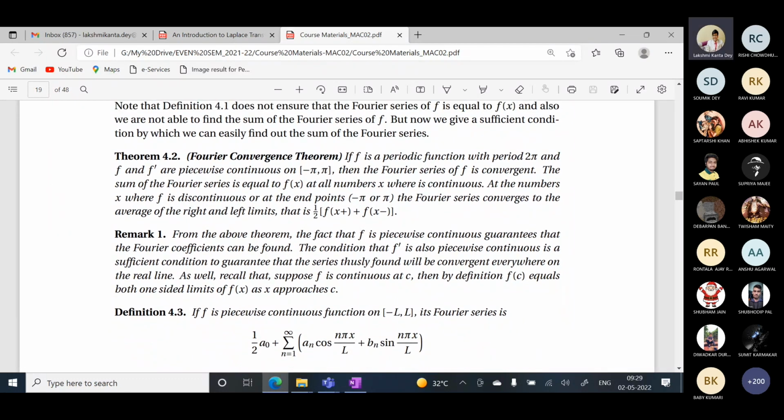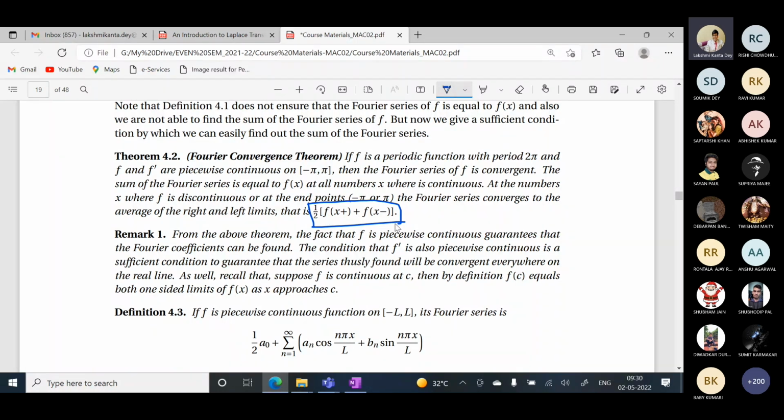Fourier convergence theorem. If your function is a periodic function with period twice pi and the function is piecewise continuous, then where the function is continuous, the series converges to f(x), and where the function is not continuous, then it converges to the average value: half of f(x plus), the right hand limit, plus half of f(x minus), the left hand limit. So in general, we can say that it converges to this.